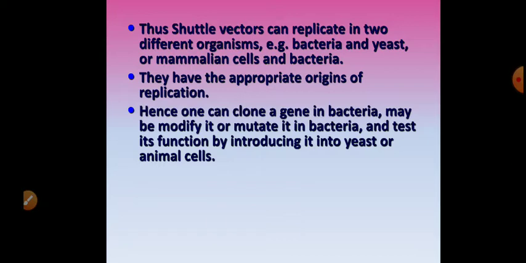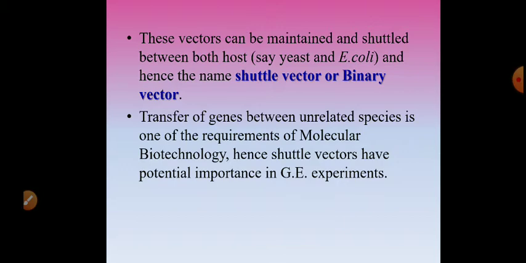Hence, one can clone a gene in bacteria, modify or mutate it in bacteria, and test the function of the gene by introducing it into a yeast or any mammalian cell. So, we can maintain the vector, or shuttle the vector, between both hosts, say yeast and E. coli, or E. coli and Bacillus. Hence the name shuttle vectors, or they are also called binary vectors because they can be propagated in two hosts.